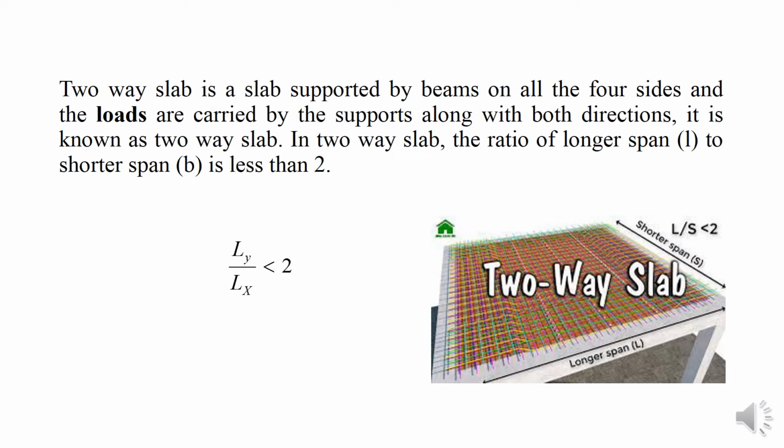Before starting the design, what is meant by a two-way slab? A two-way slab is a slab supported by beams on all four sides. The loads are carried by the supports along both directions. It is known as a two-way slab. That is, Ly by Lx, the ratio of longer span to shorter span, is less than or equal to 2. Let us see the design problem.